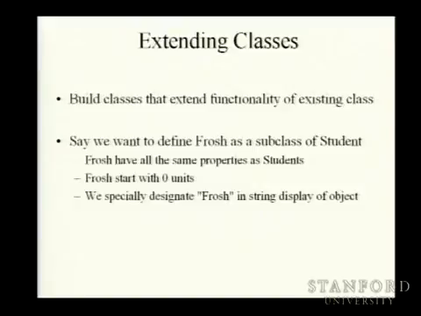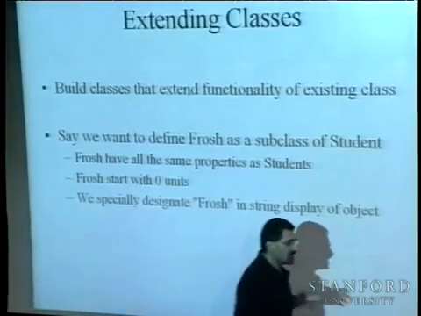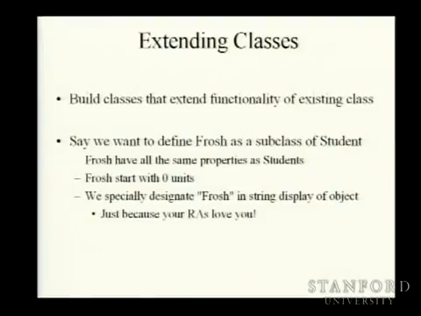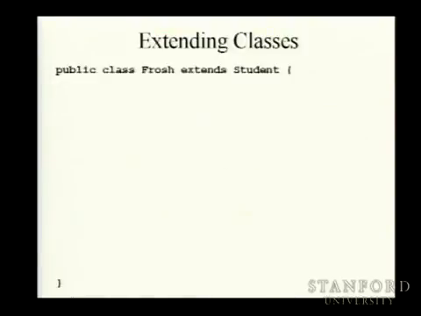Now, the one thing we're going to do is specially designate frosh in the strings that display an object. So that toString method we talked about, that has the name of the person and their ID number. For the case of frosh in particular, we're going to designate them as frosh, just because your RAs love you and they want to know who are the frosh, right? So we're going to have to find a way of saying, hey, if you want the string version of this object, the string will contain the word frosh in it. Okay, so here's how we might do that.